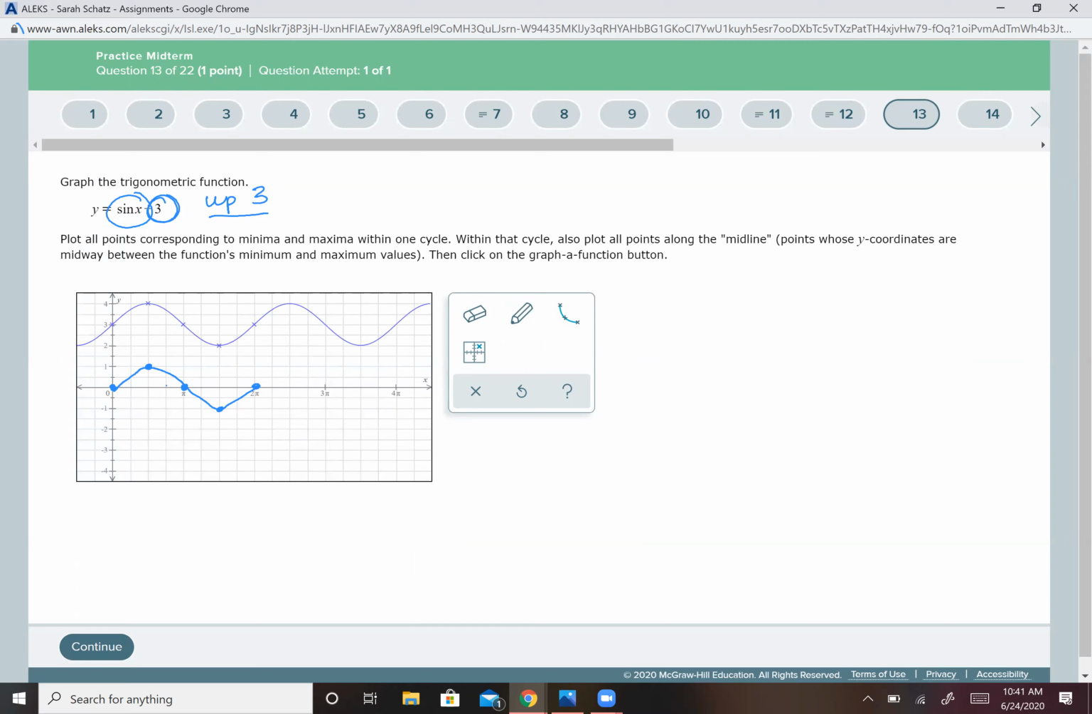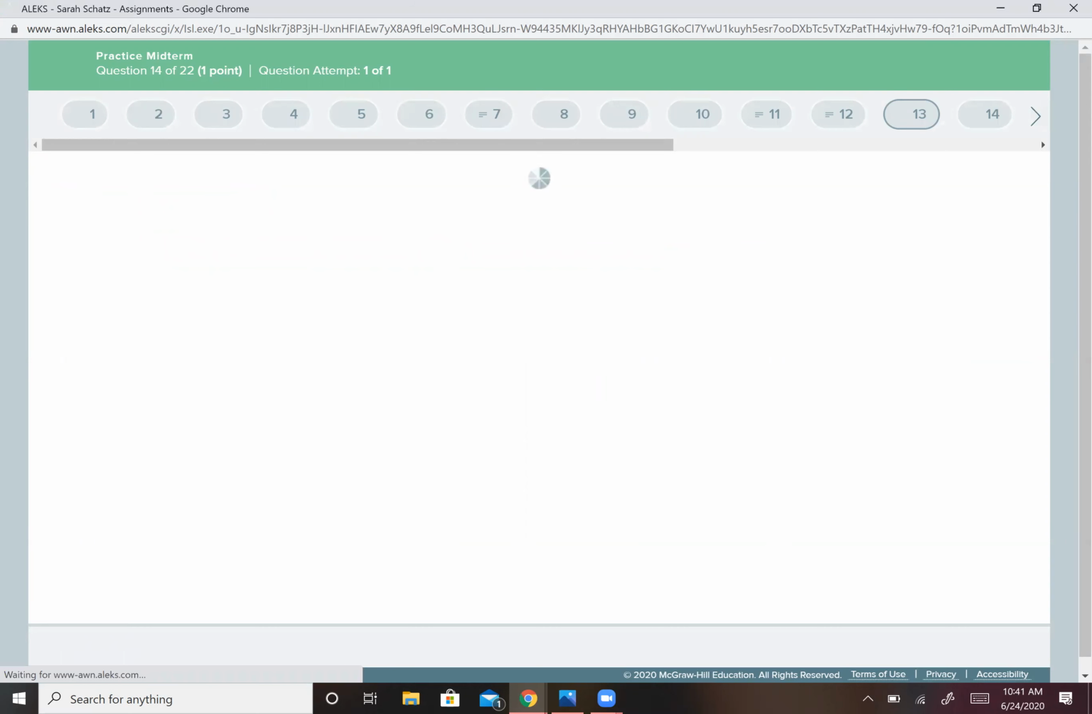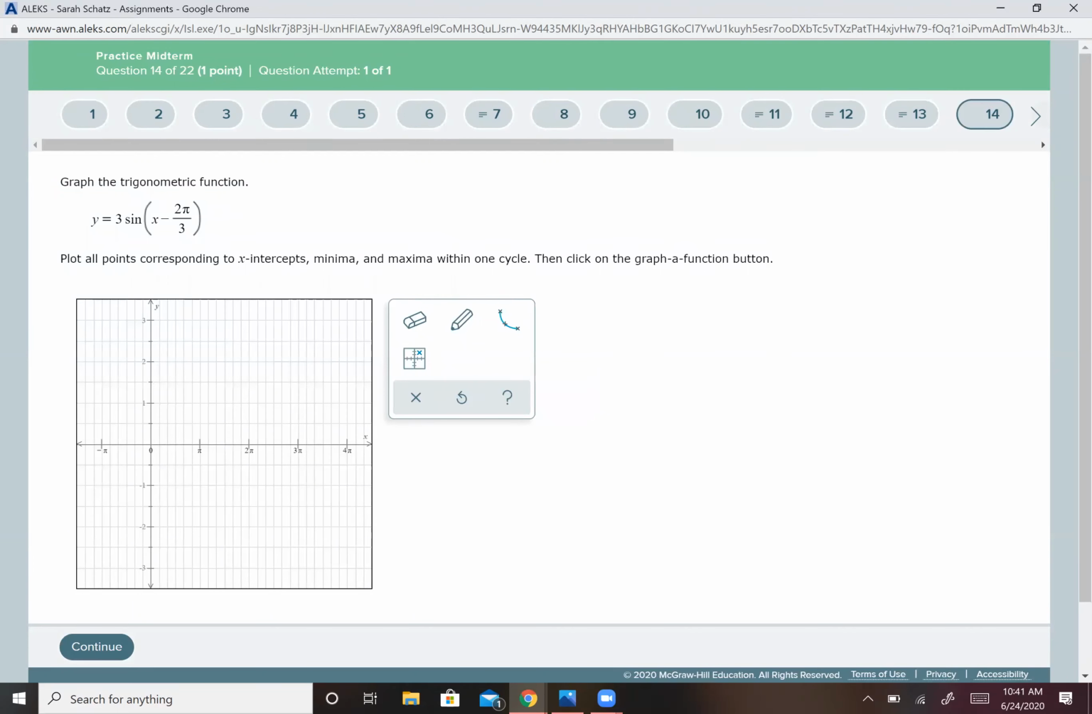Okay, moving on. All right, so on this one, guys, we have an amplitude change and a phase shift. Remember that the phase shift is picking my graph up and moving it just like the vertical shift was, but it's a right and left situation.